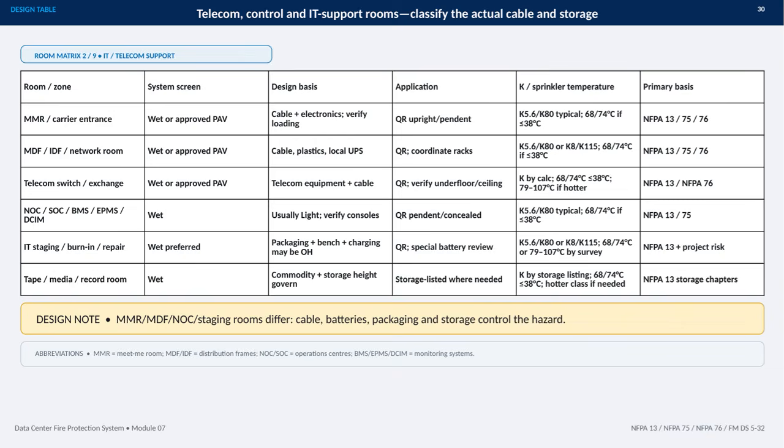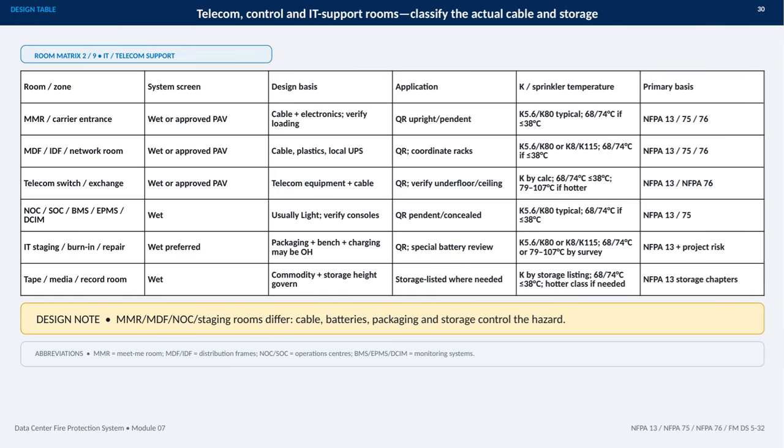For MMR, MDF, IDF, and network rooms, the basis is typically cable and electronics, with local UPS equipment considered where applicable. Telecom exchanges require additional attention to equipment, cable, and any underfloor or ceiling spaces. NOC, SOC, BMS, EPMS, and DCM rooms are usually light hazard spaces, but consoles and room contents still need verification. Staging, burn-in, and repair rooms may become ordinary hazard areas when packaging, bench work, or charging is present, so battery risks require a specific review.